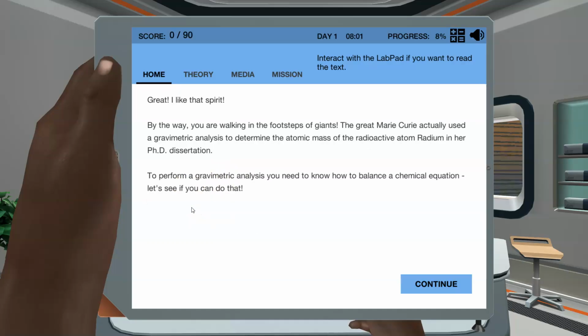Great. I like that spirit. By the way, you are walking in the footsteps of giants. The great Marie Curie actually used a gravimetric analysis to determine the atomic mass of the radioactive atom radium in her PhD dissertation. To perform a gravimetric analysis, you need to know how to balance a chemical equation. Let's see if you can do that.